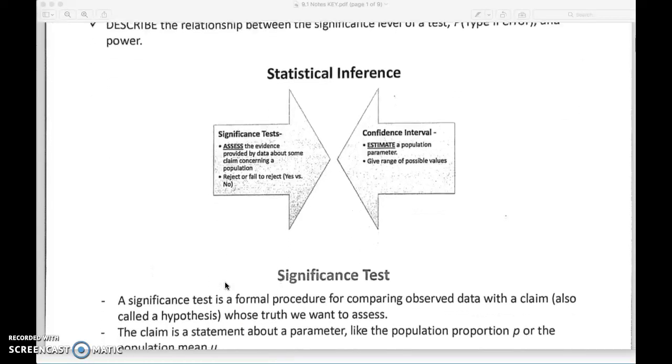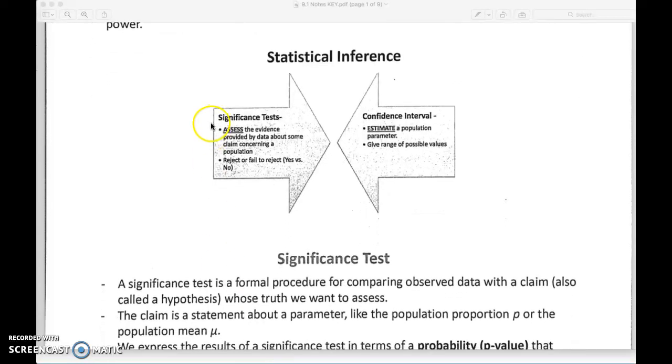The difference between a significance test and what we've been doing with confidence intervals is that significance tests assess the evidence provided by your data about some claim concerning the population, like 50% of the population believe option A is the best. Something along those lines. And what we'll look at, by using a significance test, is whether we should reject or fail to reject that claim. Whereas a confidence interval really gave us an estimate for a population parameter. It gives us a range of all possible values.